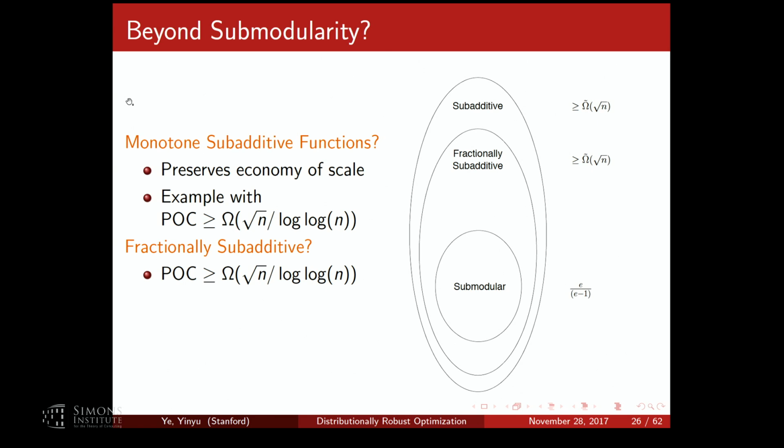Okay, how large is this territory that can be expanded? Can you expand, for example, to fractional subadditive functions, or even to subadditive functions, where f(x + y) is always less than or equal to f(x) + f(y)? It turned out you cannot say too much beyond submodular.